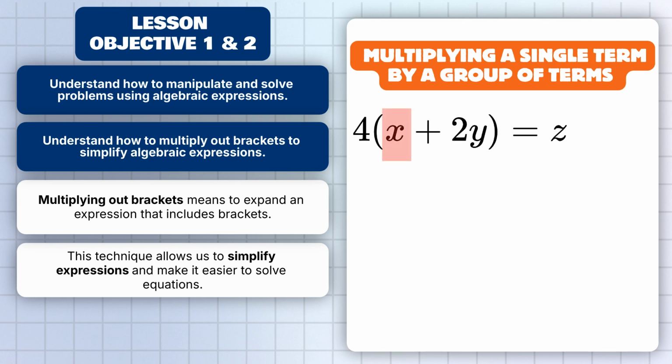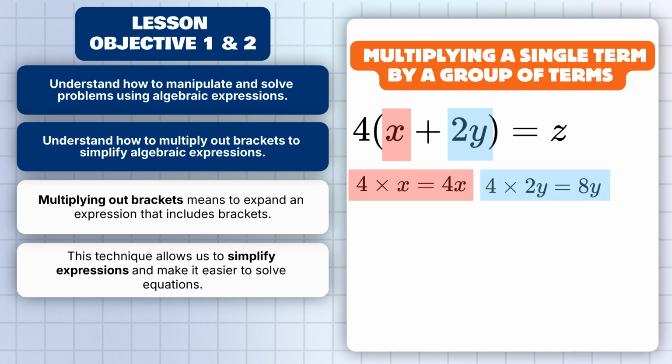First, multiply x by 4. 4 times x equals 4x. Next, multiply 2y by 4. 4 times 2y equals 8y. After expanding the bracket, we get 4x + 8y = z. Now the expression is easier to work with, and we could go on to write it in terms of y by subtracting 4x from both sides.